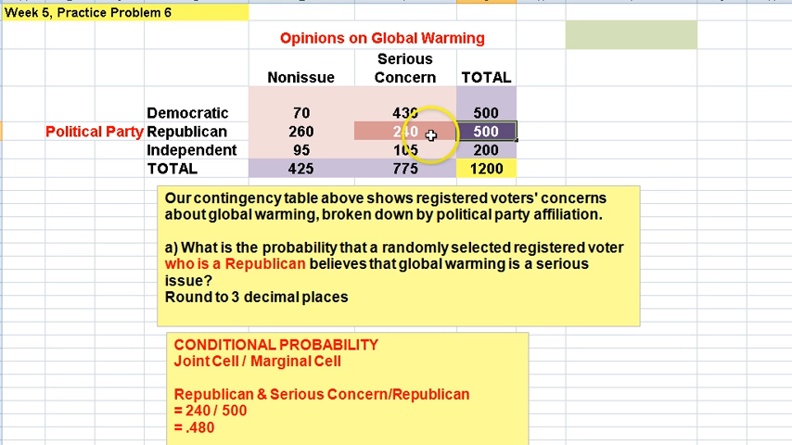Now we're going to look for our joint value. The joint value is Republican and serious concern for global warming. So we're going to look at serious concern for global warming in the Republican row, and that value is 240. So to calculate the probability, we divide 500 into 240 and we get 0.480. So we divide our marginal value into our joint value.